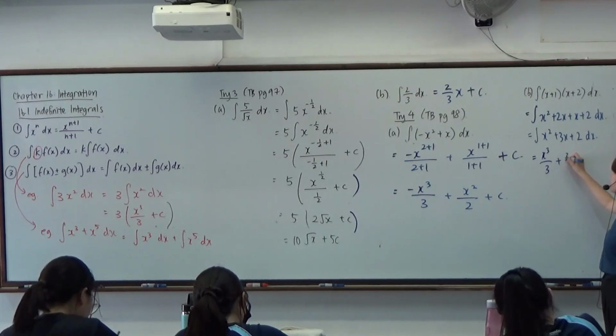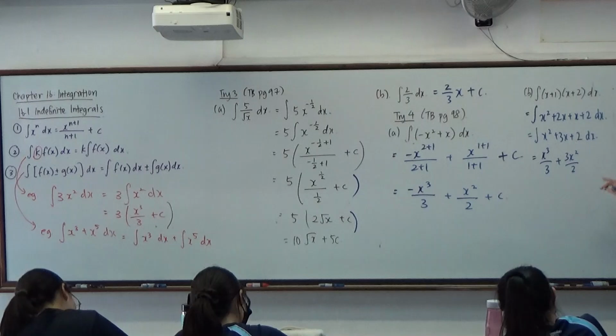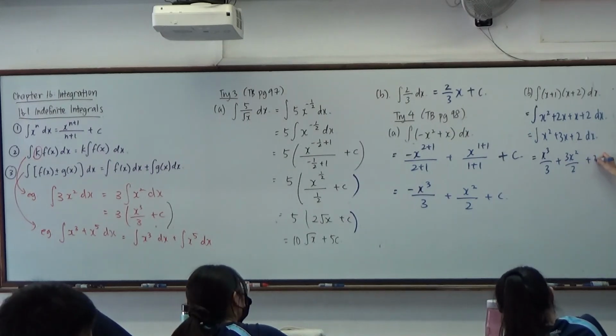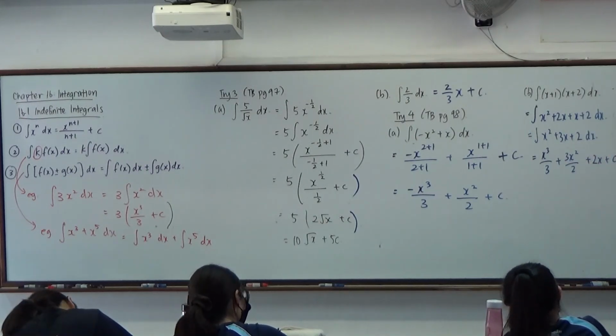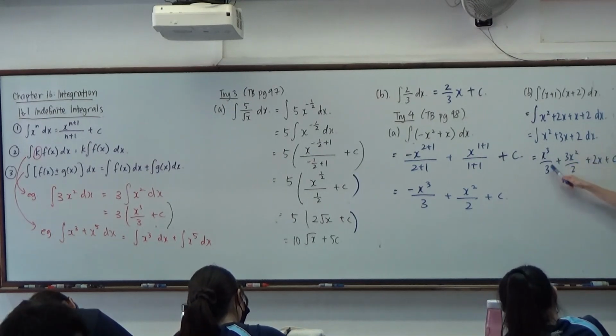I'm just going to skip a little bit of steps now. Not going to be so clear about adding the plus 1. I hope you get it by now. So power plus 1 divided by new power.